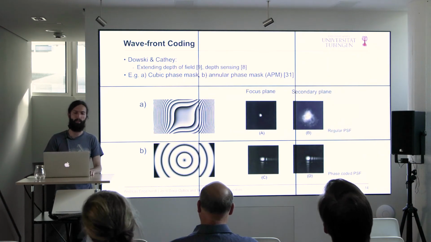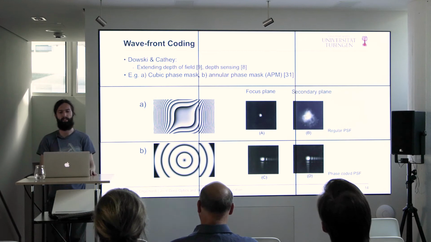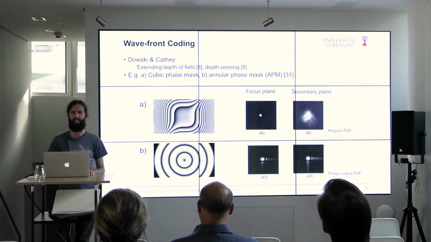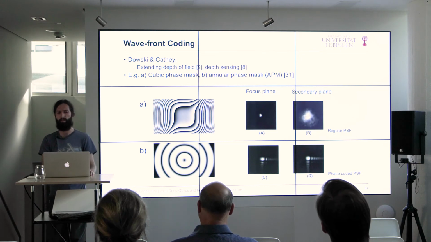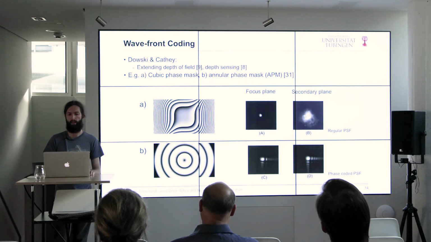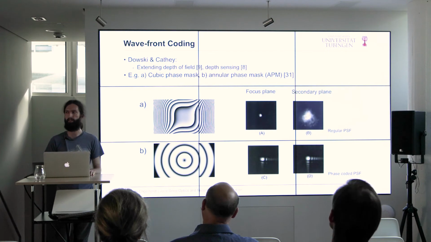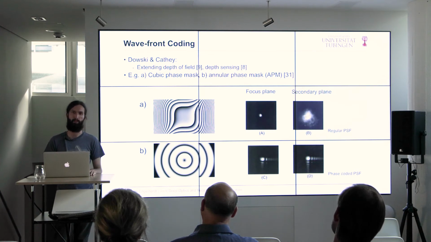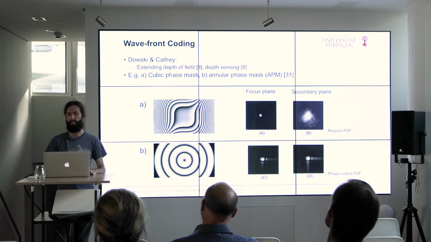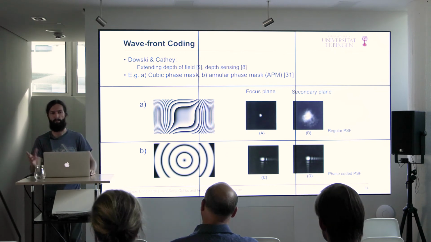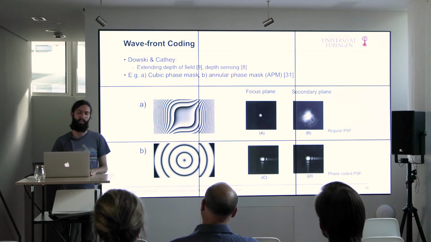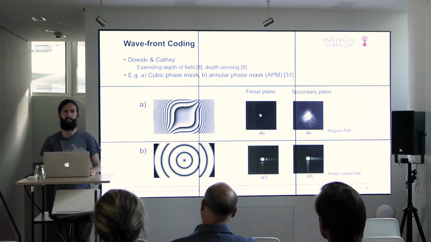So wavefront coding. This is a term that has been coined by Dowski and Cathey some while back, in the 90s, I think, or 80s even. Their goal was to extend the depth of field of a lens, or at the same time do some depth sensing, something like depth from defocus, getting the distance to your object or pixel from the image blur amount. They did this by introducing some kind of mask or optical element in the pathway of the light, which would change the phase of the incoming light.